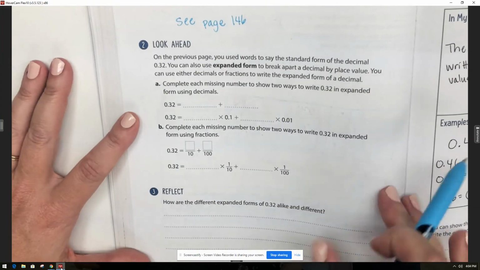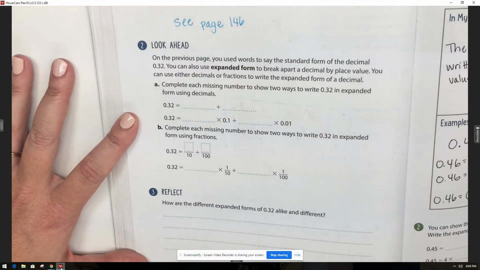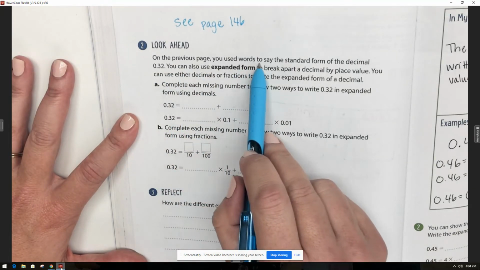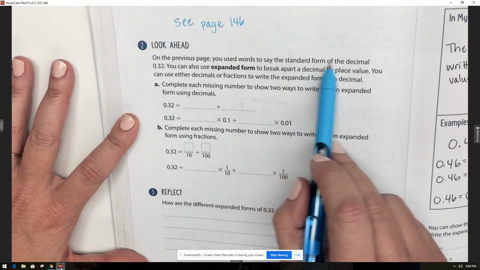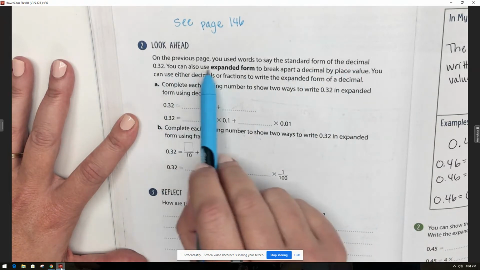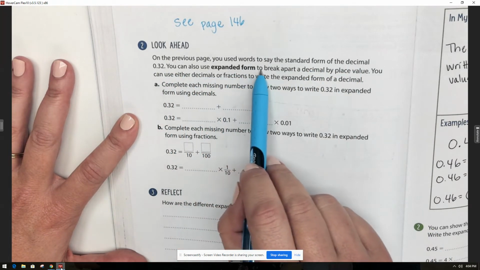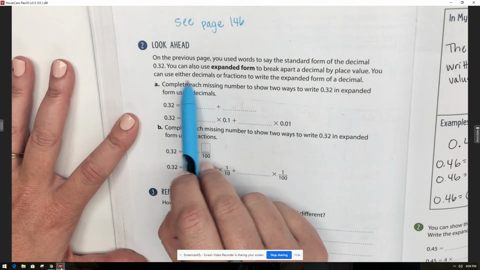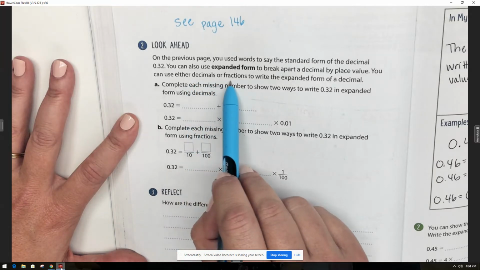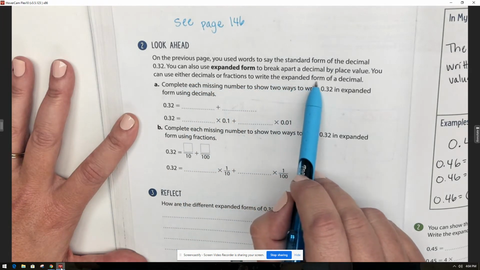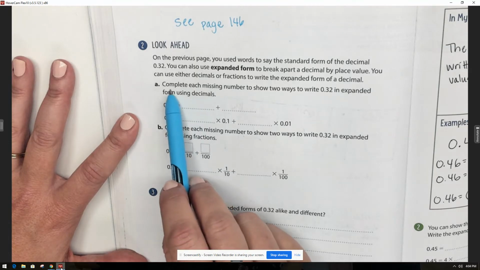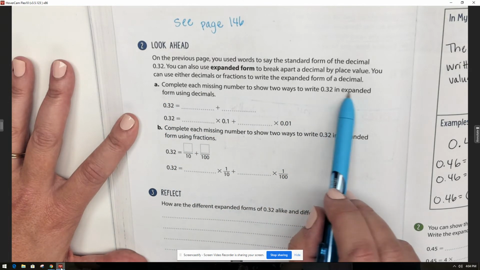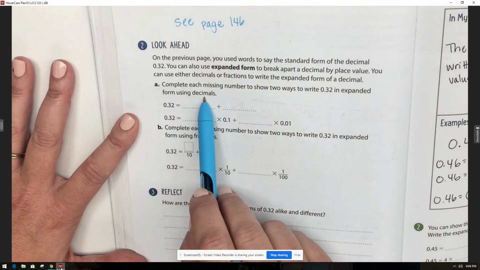Now, looking ahead, here's some of what we'll be learning over the next couple of days. On the previous page, you used words to say the standard form of the decimal 32 hundredths. You can also use expanded form to break apart a decimal by place value. You can use either decimals or fractions to write the expanded form of a decimal. Complete each missing number to show 2 ways to write 32 hundredths in expanded form using decimals.